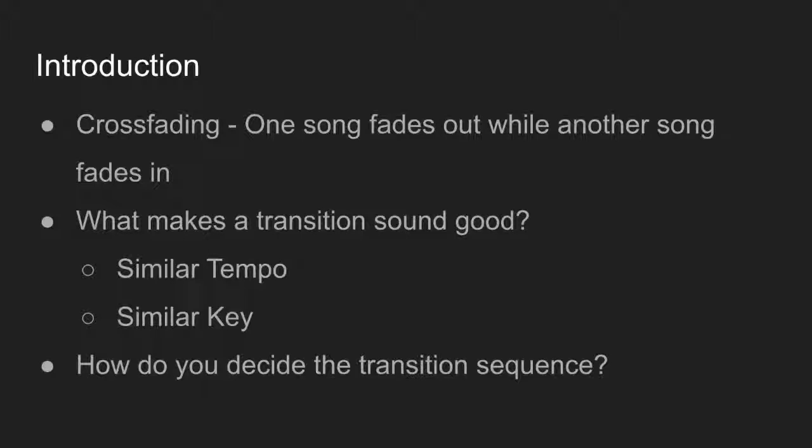Transition sounds good when tempos between the songs are as close as possible and the keys between the songs are as close as possible. But one of the things that I've always wondered is, how do you decide the transition sequence? How do you decide the order in which to play the songs so that you are minimizing the cost to go from one song to the next? And at first I thought this is going to be simple. You just find the next closest song.